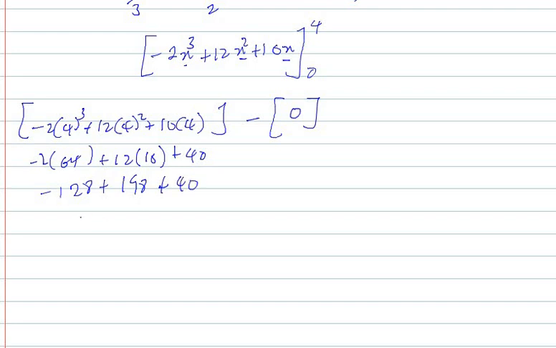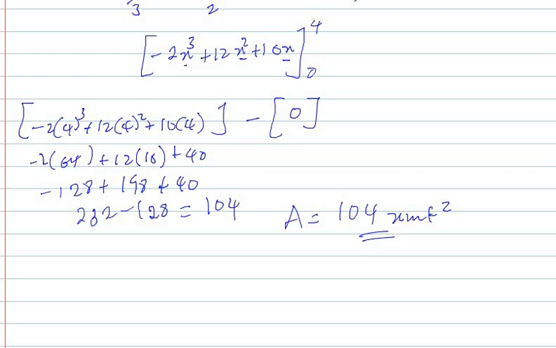So summing this we will have minus 128, plus 192, plus 40. All this is going to be equal to 104. So our area is equal to 104 units squared. So let's take another question and see.